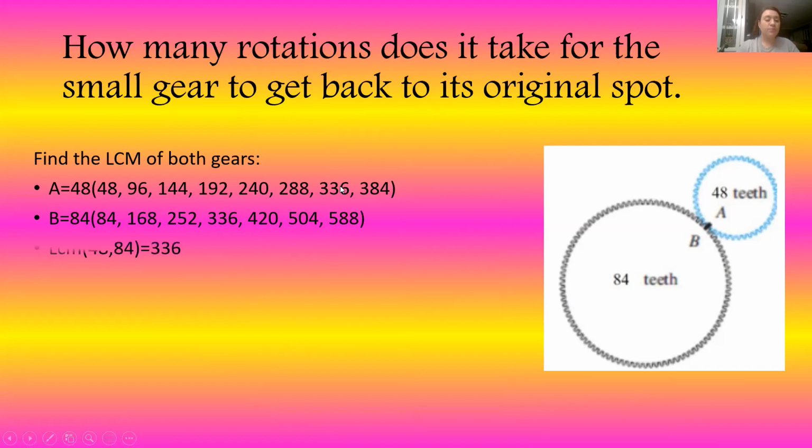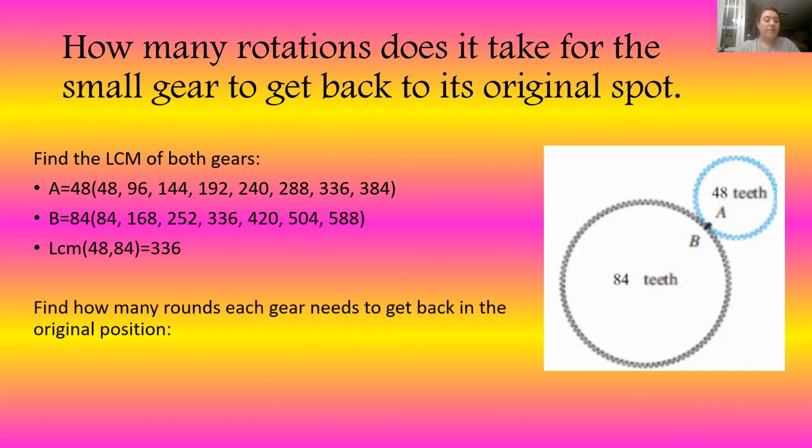So 48 and 84, their least common multiple is 336. And so find how many rounds each gear needs to get back in the original position. You'll take their least common multiple and divide it by how many teeth each gear has. So their least common multiple is 336, and you divide it by the 48 teeth of gear A, which means it'll take 7 rounds around gear B for gear A to get back in its original starting point.